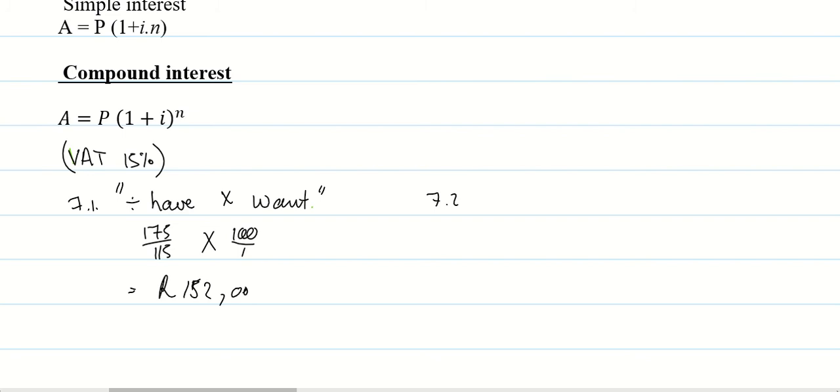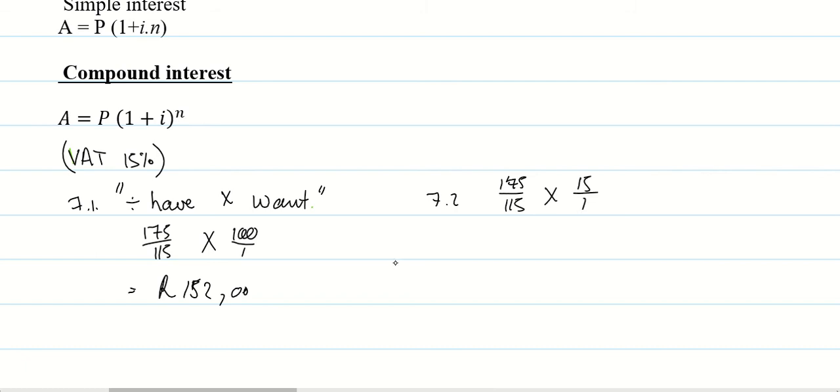Okay, and then our next question, number 7.2. They ask, how much of the selling price is VAT? Now there's a lot of ways we can do this. We can take the selling price and minus the original price. We can do that, or I'm going to use my little insane method again. I say what I have divide by what I want. So I have 175 divide by 115 times what do I want? I only want the 15%, so I say 15 over 1.